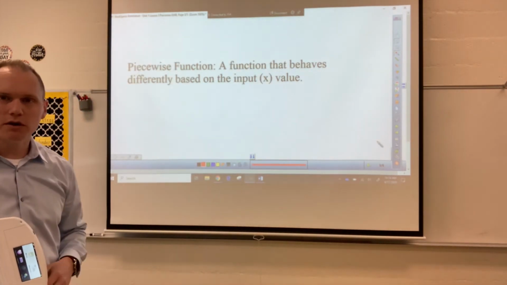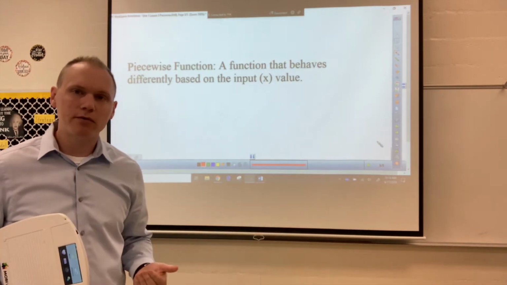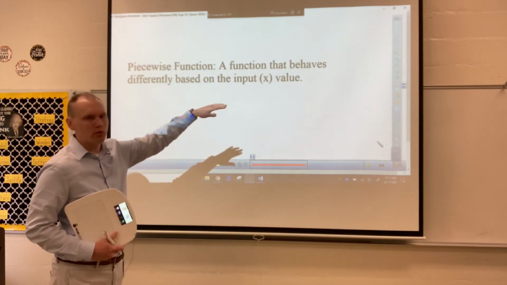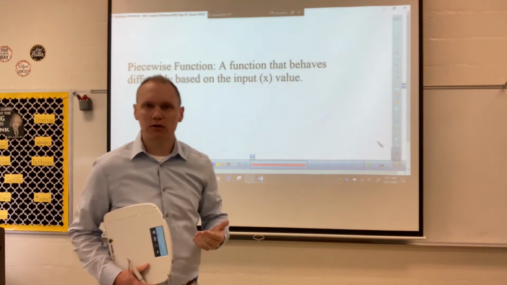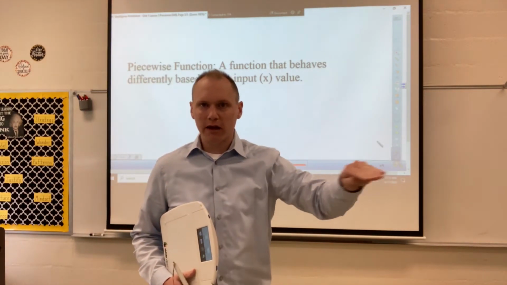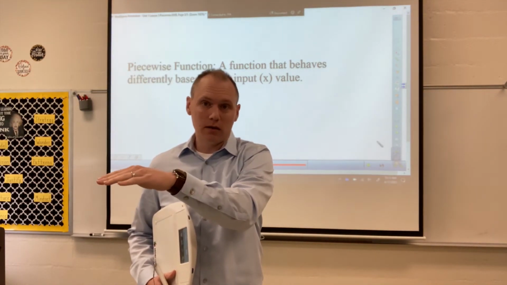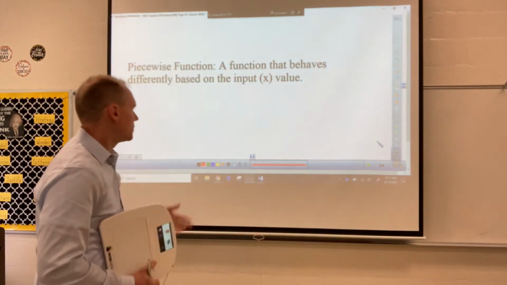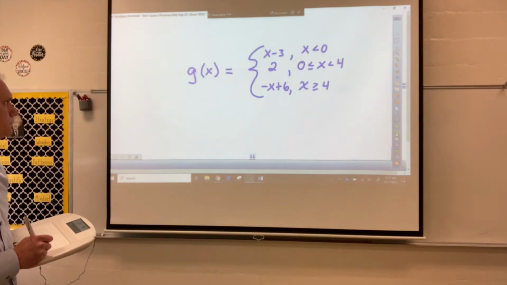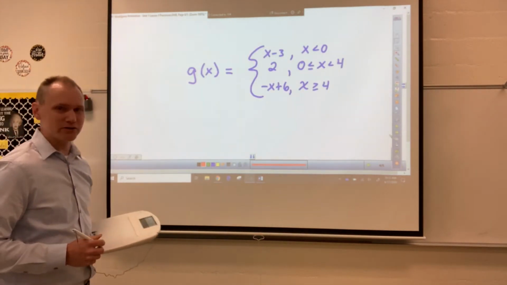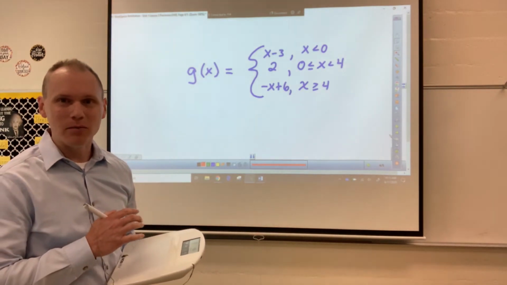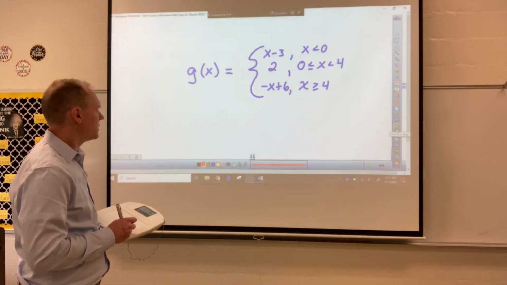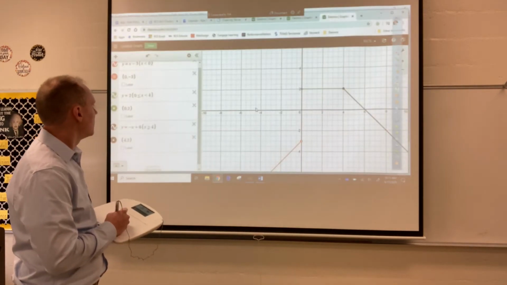So our first definition here is what a piecewise function is. We've talked about it before, but here's what it is. It's a function that behaves differently based on the input value, or x value. So where you are along the x-axis, it changes what your graph is going to look like. So that's kind of what that means there. Here's what a piecewise function looks like algebraically. I know it looks kind of weird, but let's think through what this might look like.